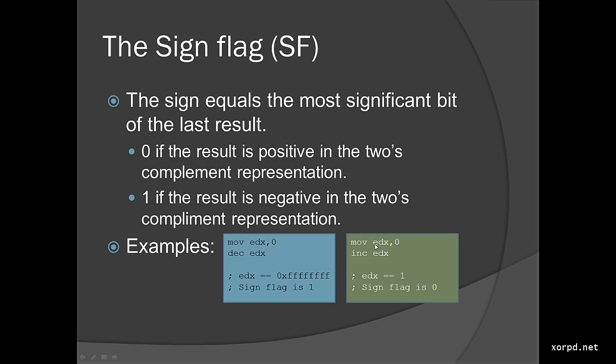This time we put 0 inside EDX and then we increase it by 1. So the result is going to be 1. And the sign flag is going to be 0. Why is that? Because the most significant bit of EDX is 0. You have to imagine that there are 7 leading hexadecimal zeros before this one. And so the highest bit is going to be 0. These are two contrasting examples. One for sign flag set to 1 and the other one of sign flag cleared to 0.